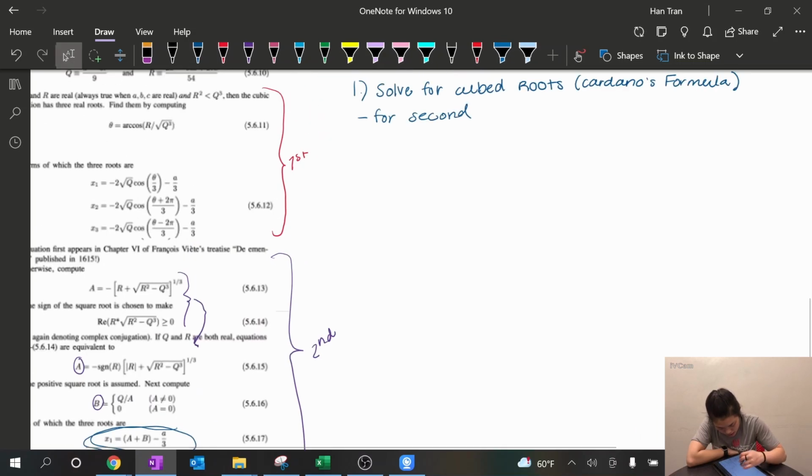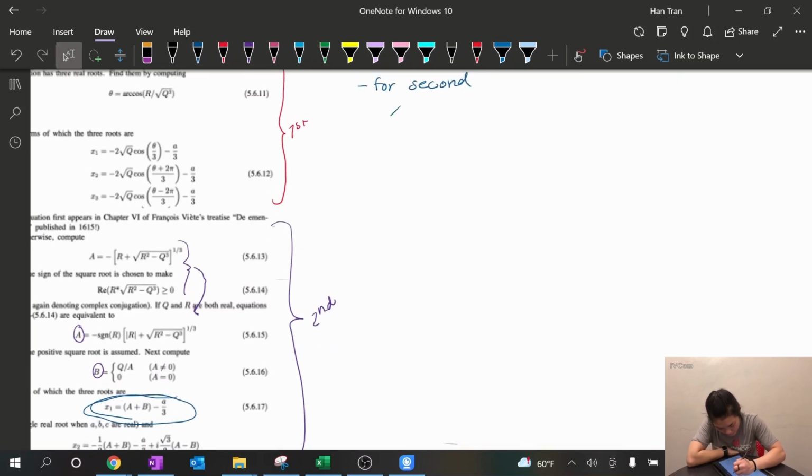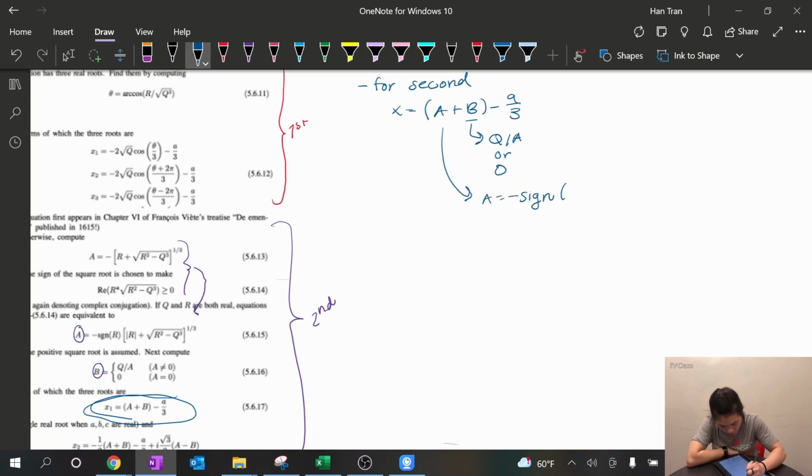And so that's going to be x equals a plus b minus a over 3. In order to solve for b, we have to do either q over a or 0. And to solve for a, we have the negative sign of r multiplied by the quantity of the absolute value of r plus the square root of r squared minus q cubed, all to the 1/3 power.